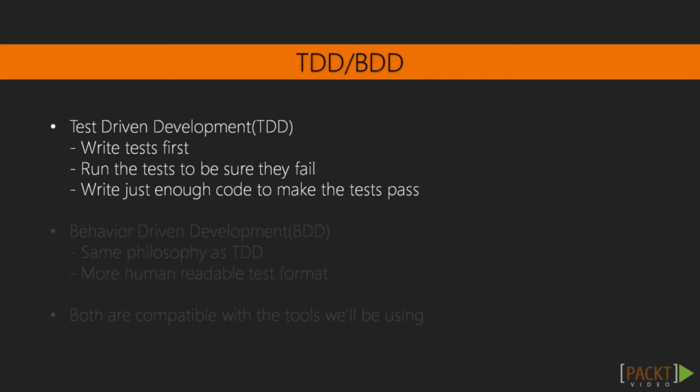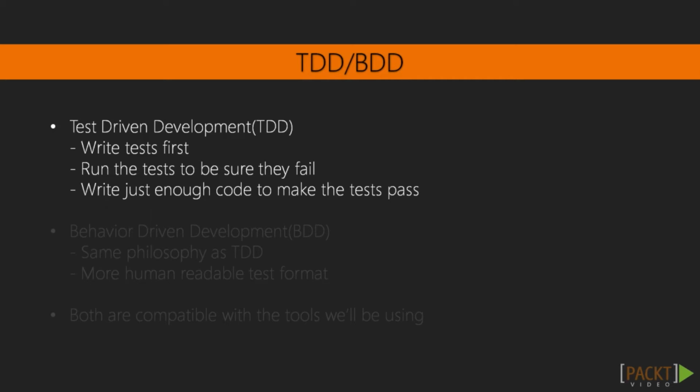TDD, or test-driven development, is a concept where you write the test for your code before you write the code. For example, let's say you're going to write a function that formats dates. Before you write the function, you write the test that calls format_date. The test fails, of course, so then you write just enough code to make the test pass.